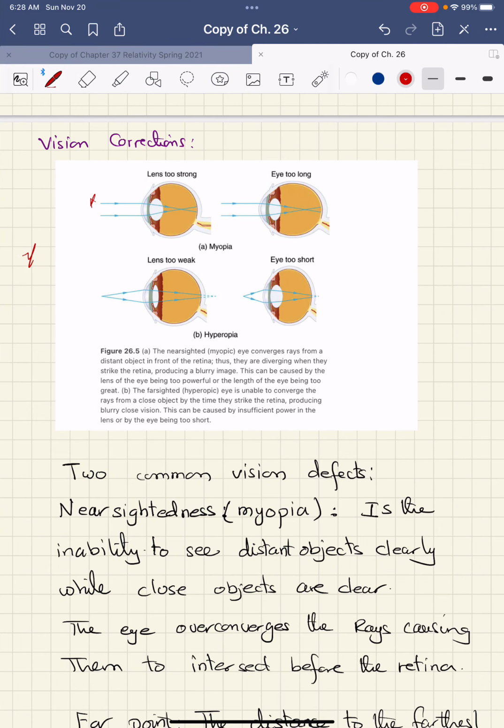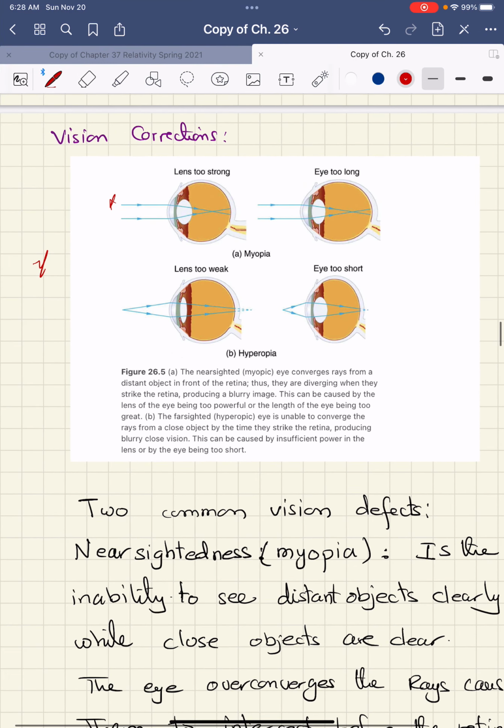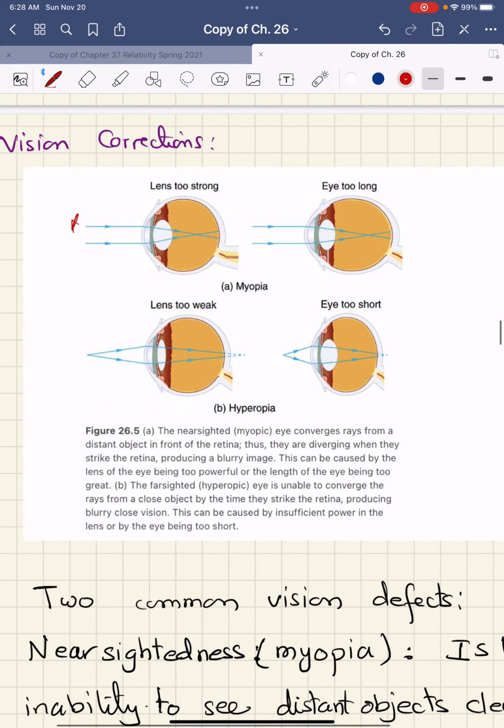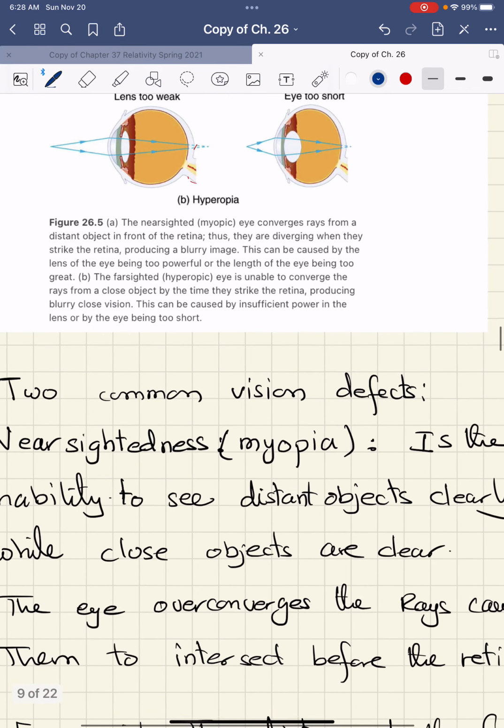I want to talk about the second part of chapter 26. The first thing is we are going to talk about vision corrections. One of the most common vision defects, which is nearsightedness, happens when the lens is too strong or the eye is too long, and therefore the image is going to form somewhere here, before the retina.